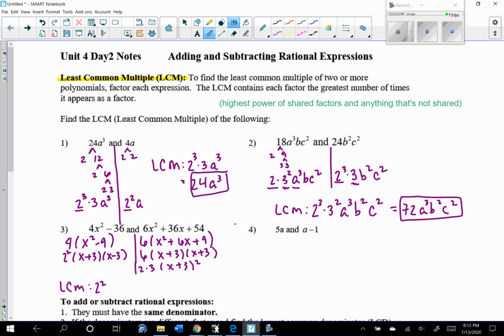So then the LCM, we have 2 squared and 2 here, so 2 squared. We have a 3 here, but none here, so we need a 3. And then we have x plus 3 twice here and once here, so we need x plus 3 twice, and then we need an x minus 3. So then anything that's numerical we can go ahead and multiply out. So 2 squared is 4 times 3 is 12. So the LCM is 12 times x plus 3 quantity squared times x minus 3.